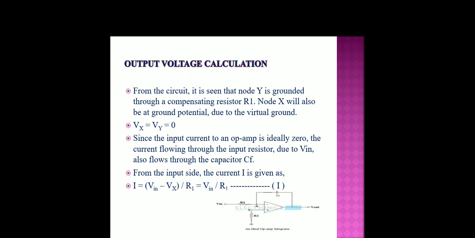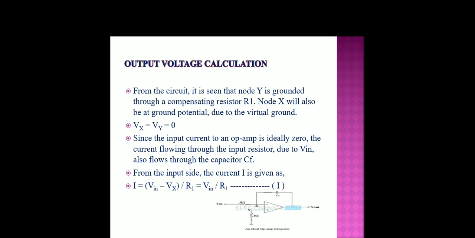We know ideally input current to an op-amp is 0. So current flowing through the input resistor due to Vin also flows through the capacitor Cf. Please refer to the diagram so that you can understand what is going on. Ideally input current to an op-amp is 0. So current flowing through the input resistor Rin or R1 due to the input voltage Vin also flows through the capacitor Cf. So current flows from Vin through resistor R1 to the capacitor Cf.